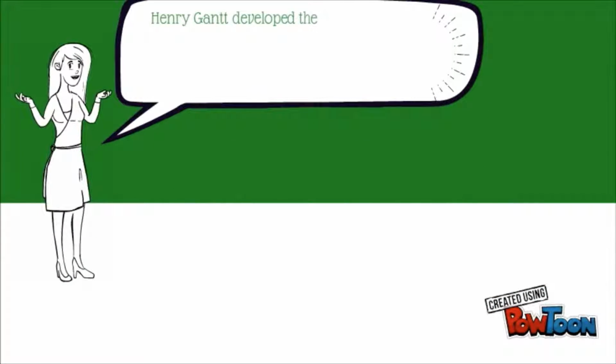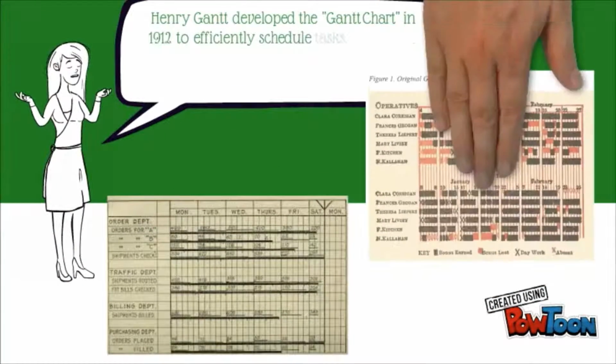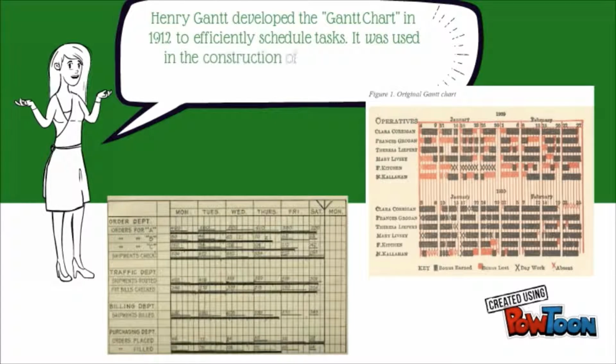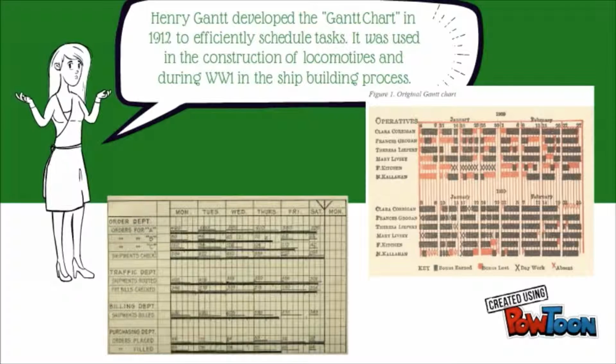Henry Gantt developed the Gantt chart in 1912 to efficiently schedule tasks. It was used in the construction of locomotives and during World War I in the shipbuilding process.